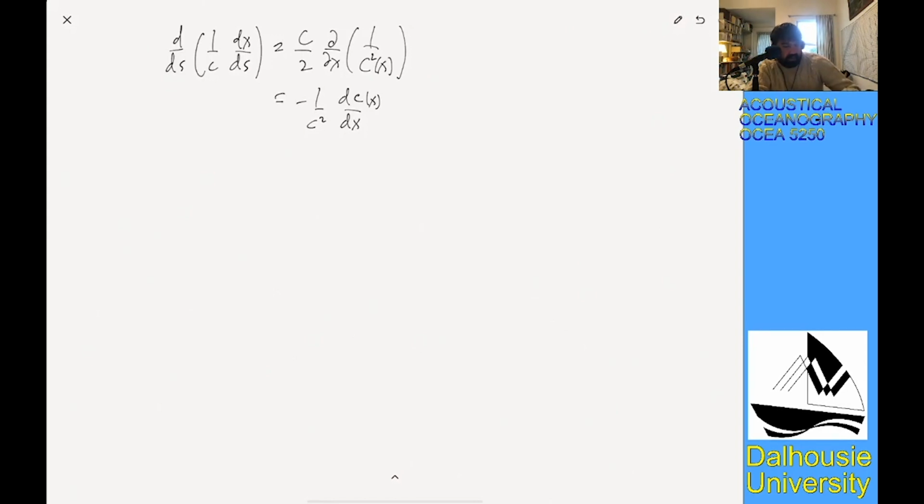Okay. Now let's take this to 3D. We would just write this as d/ds of 1 over c dx/ds, where x is the vector, equals 1 over c squared del c. Convince yourself of that pretty straightforwardly.